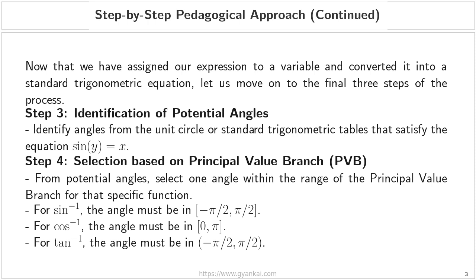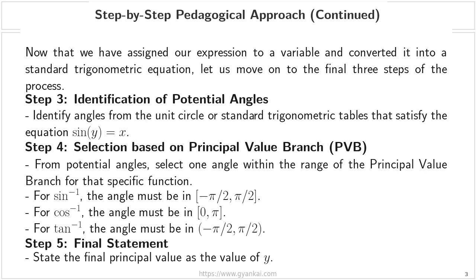For the inverse cosine function, the angle must be within the closed interval from 0 to pi. And for the inverse tangent function, the angle must fall within the open interval from negative pi over 2 to pi over 2. Once you have identified the correct angle within these boundaries, you proceed to step 5, the final statement. Here, you simply state the final principal value as the value of y.